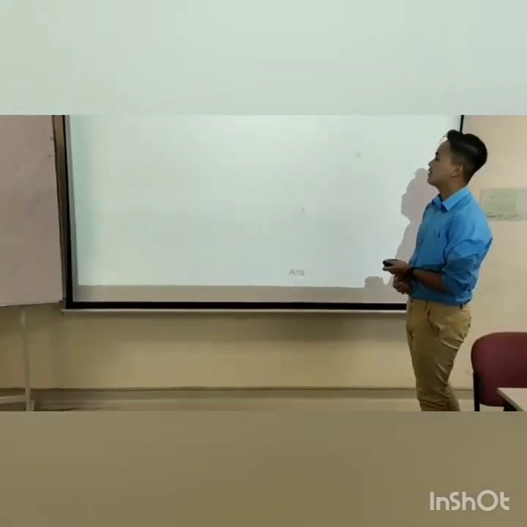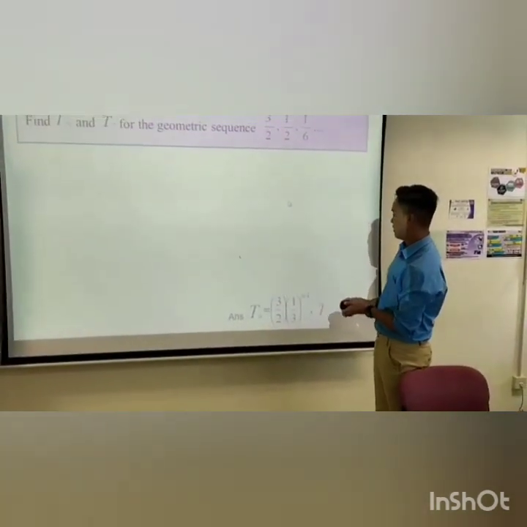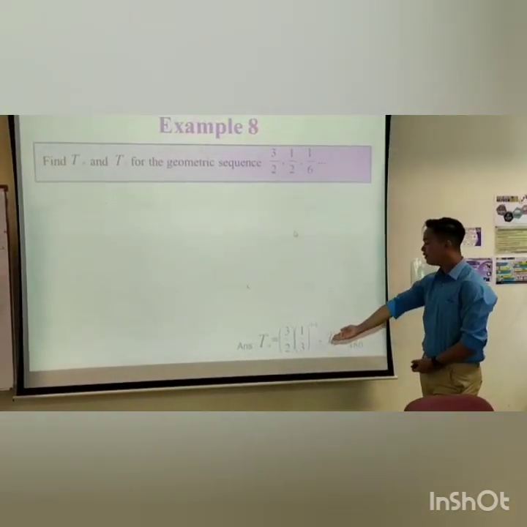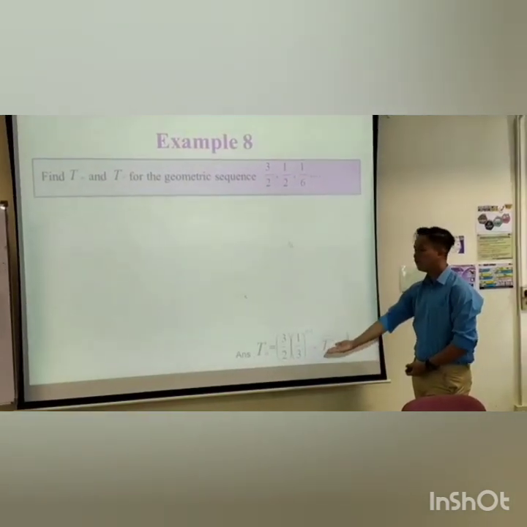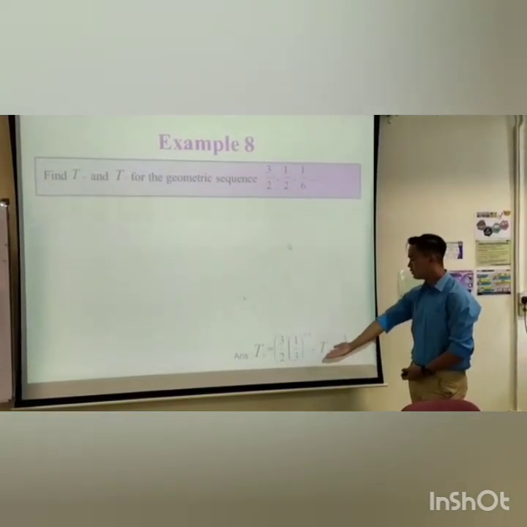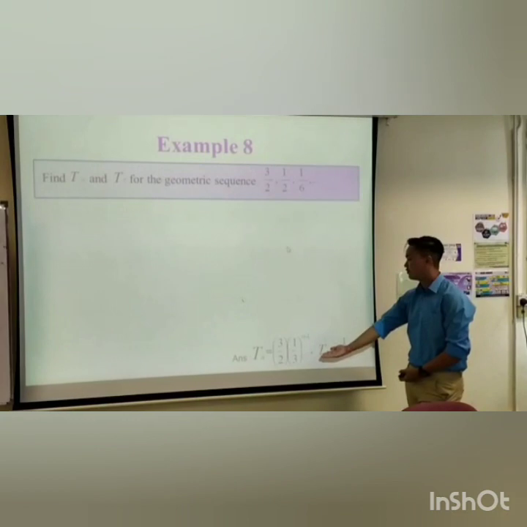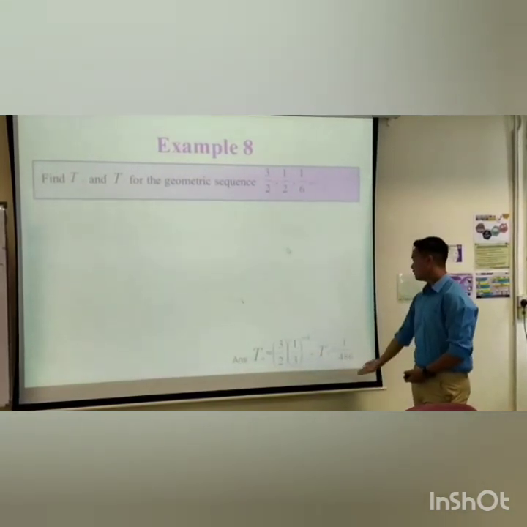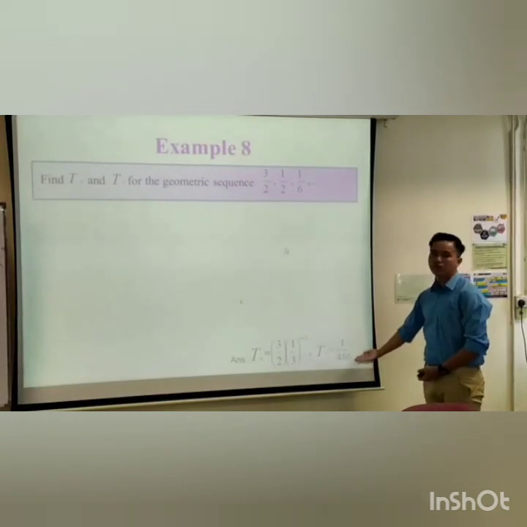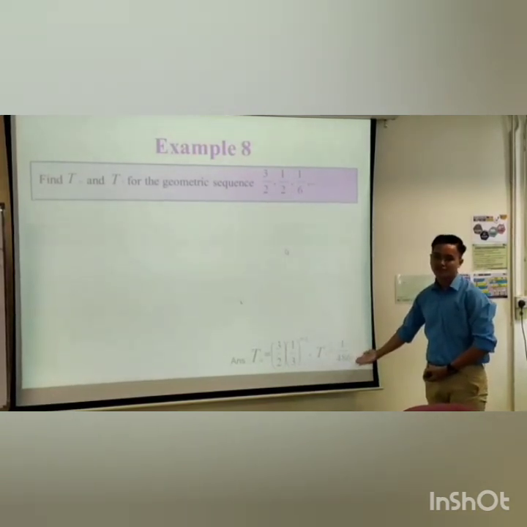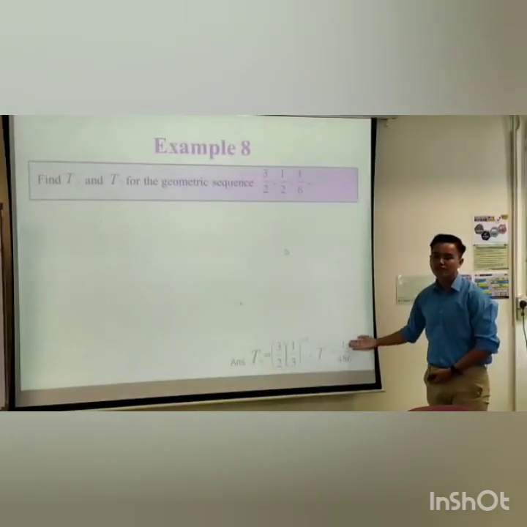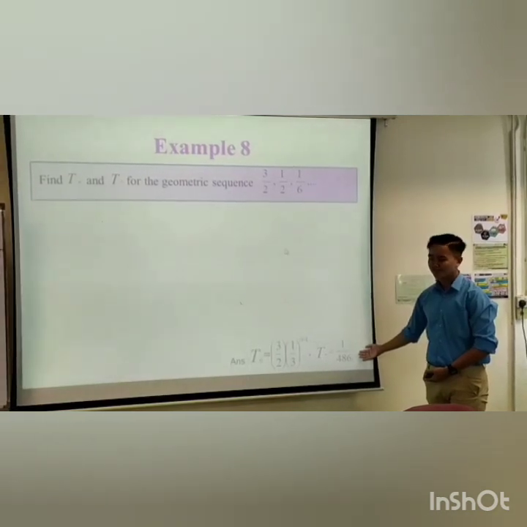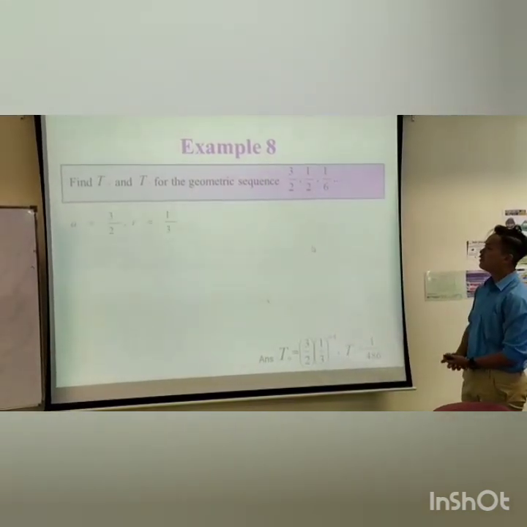Yet, this is the answer. For Tn, this is the answer, which is 3/2 times 1/3 to the power of n minus 1. For T7 it is 1/486. So do you manage to get this? Yes. Excellent. Moving on.